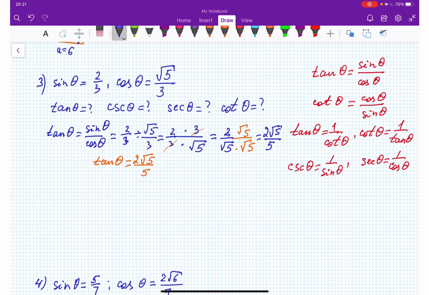Okay, moving to the next one, cosecant theta. Where is the cosecant theta formula? It's right here, 1 over sine. So it's equal to 1 over sine theta, which means 1 divided by 2/3. So that's going to be equal to 3 over 2. Okay, this is cosecant. Let me write it down.